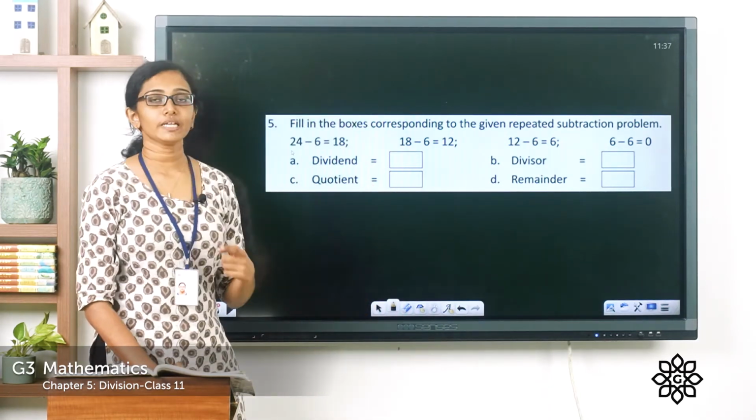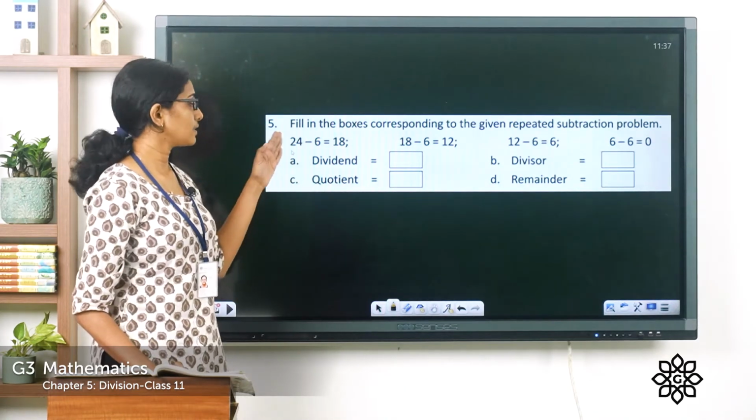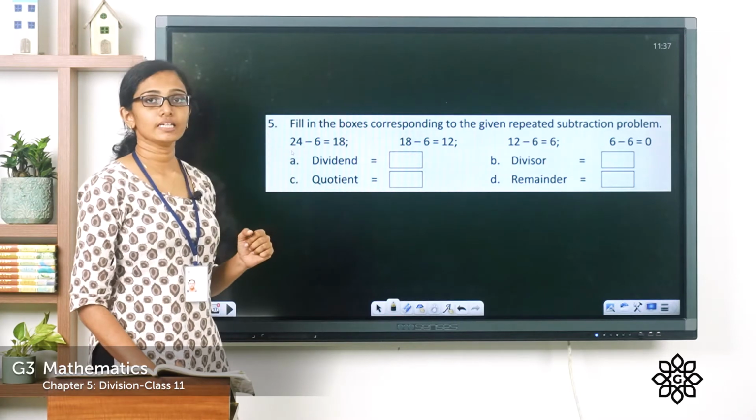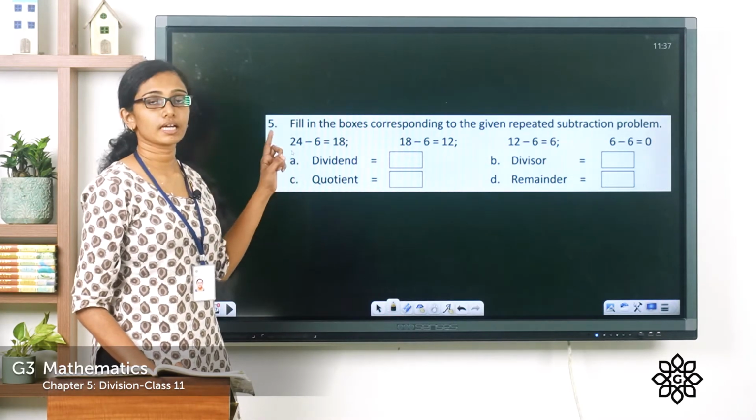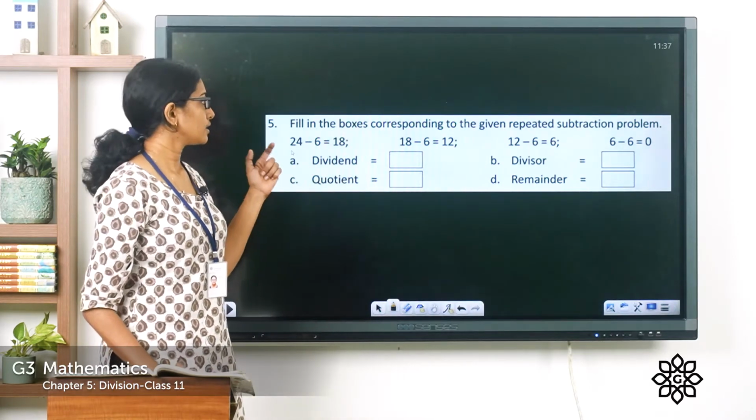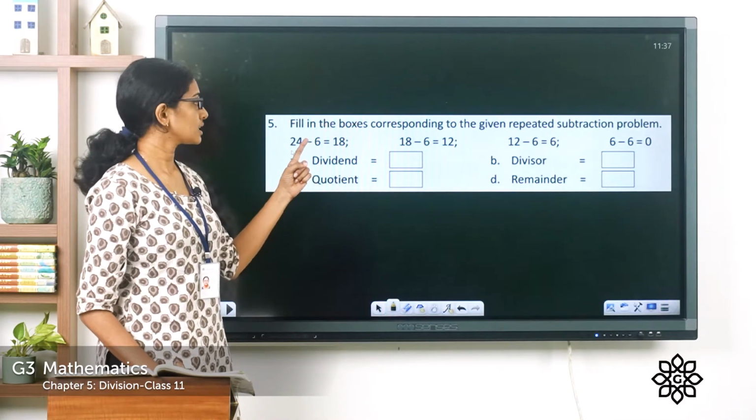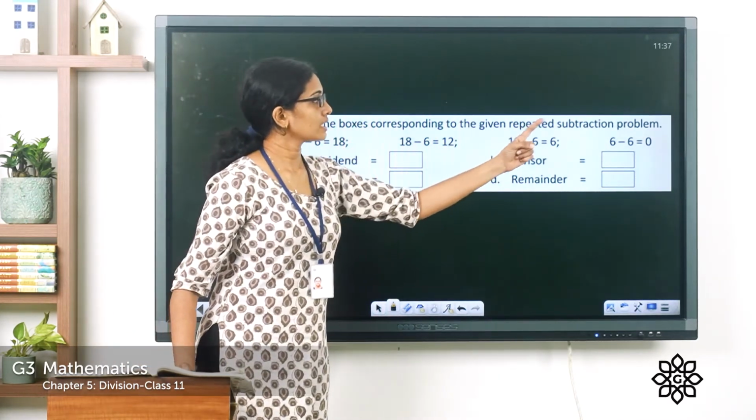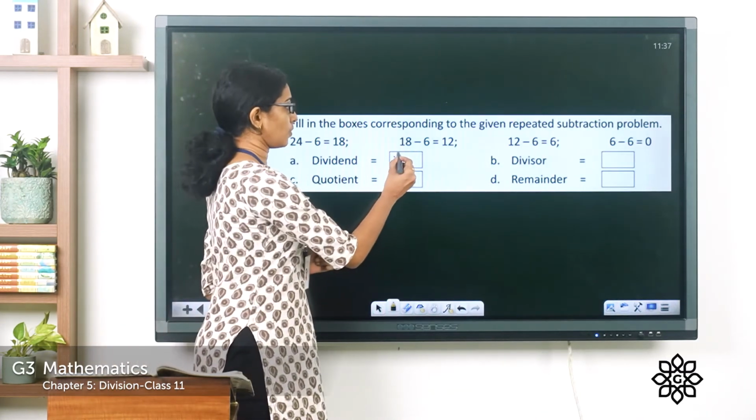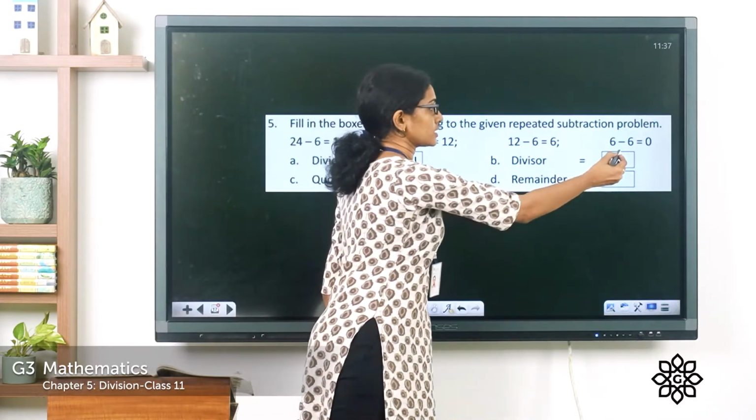So you are repeatedly subtracting 6 from the given number, and which was the number given in the beginning? It is 24. So our dividend is the number that we start with, that is 24, and the number that we are repeatedly subtracting from the given number is the divisor. And what is it? It is 6. We are repeatedly subtracting 6 in each case. So our dividend is 24 and our divisor is 6.